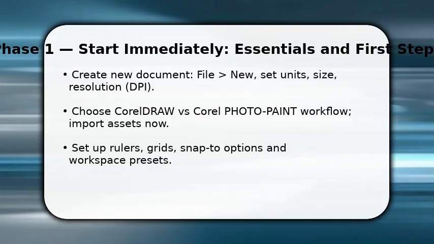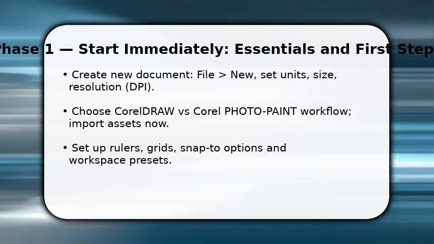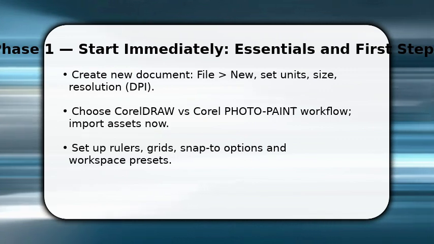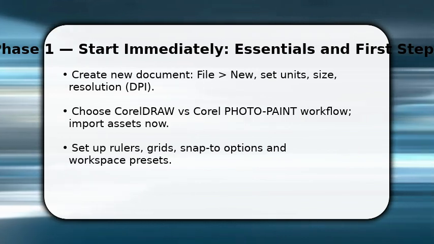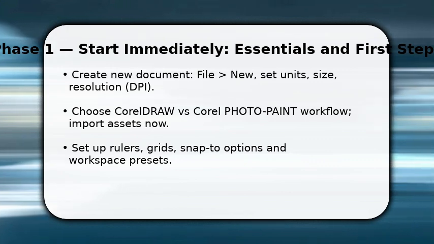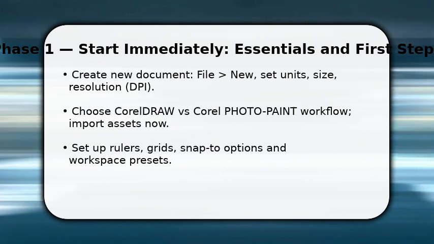You begin by creating the document and configuring the workspace so you can work efficiently. Open File, choose New, set units, page size, and DPI, then import any reference images. Once done, select the appropriate workspace preset, illustration, or web, because tools and panels change. Make sure rulers, grids, and snapping are enabled to align objects precisely. This saves time later. Finally, organize layers and name them. You will need that structure when combining vector shapes and bitmap elements.